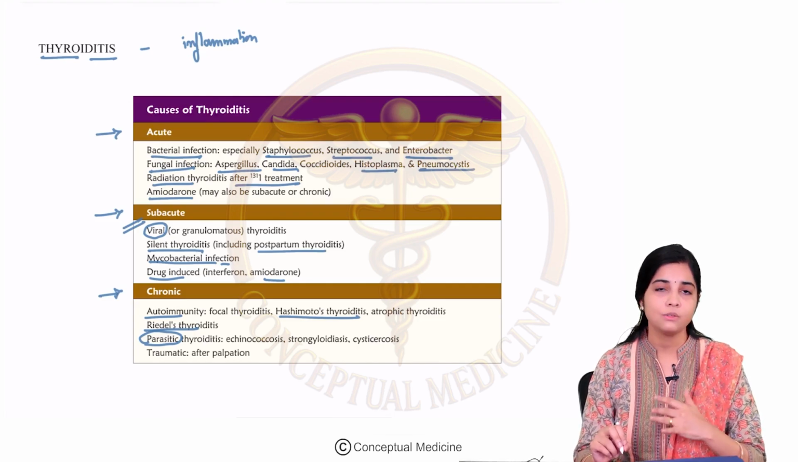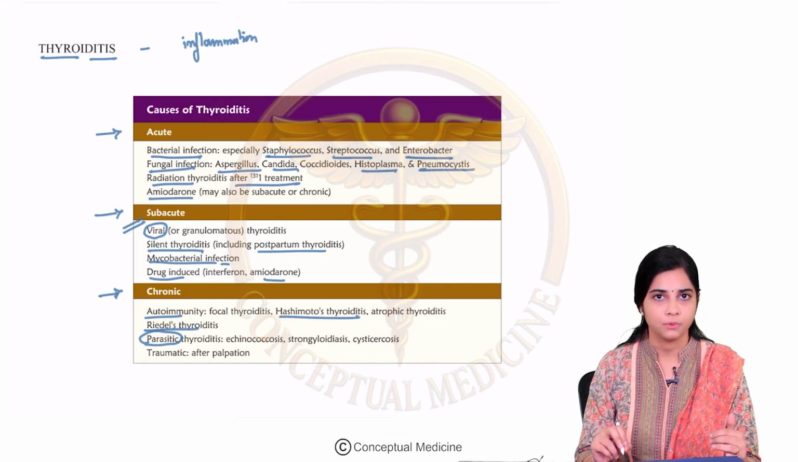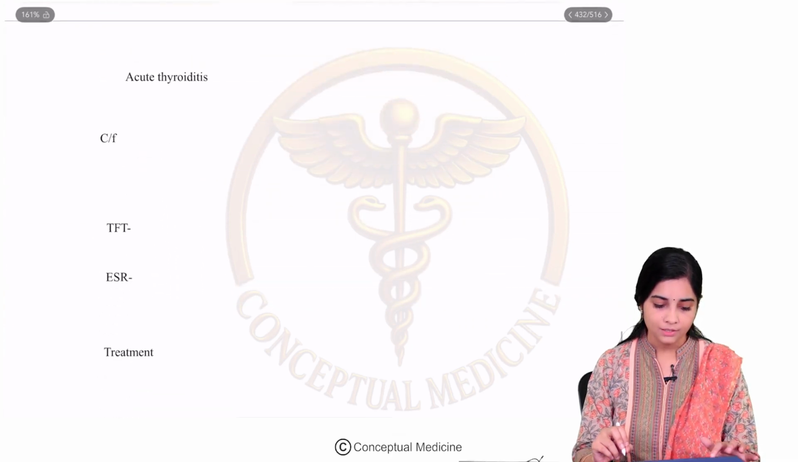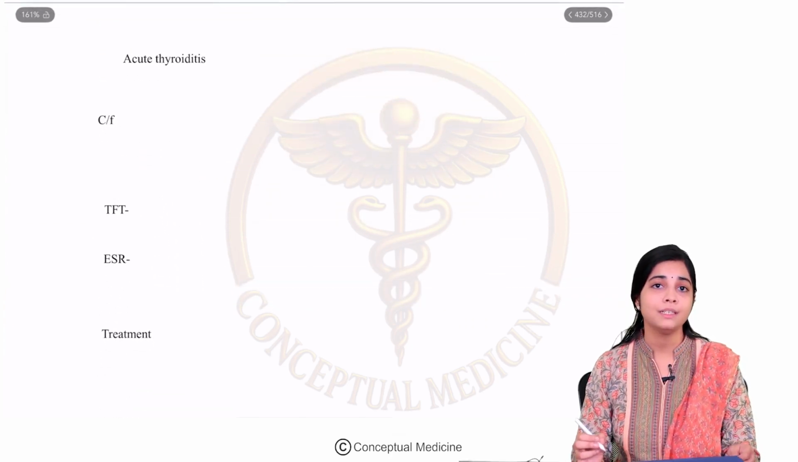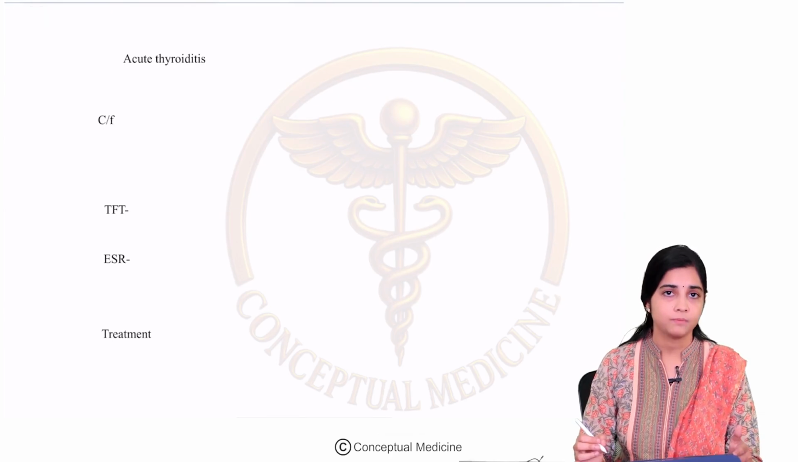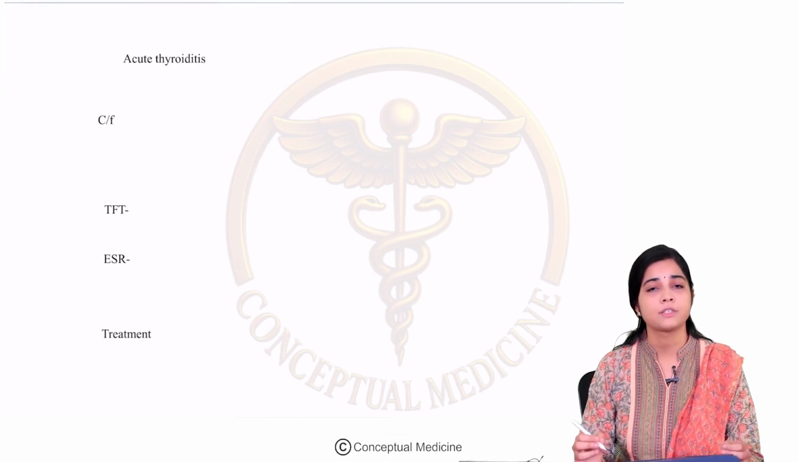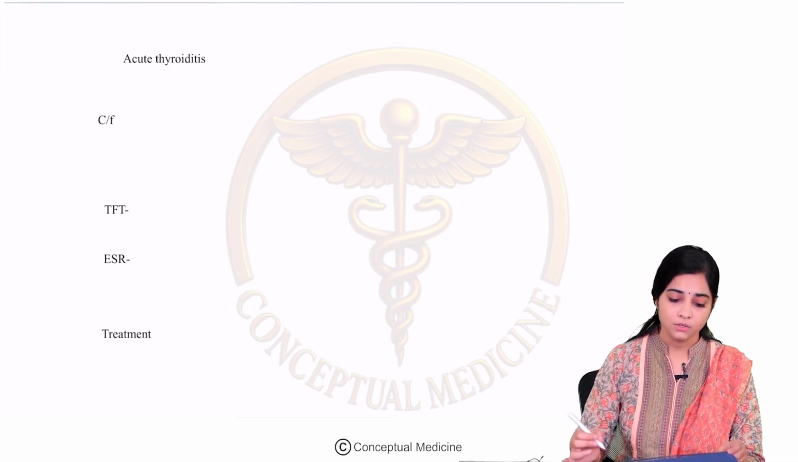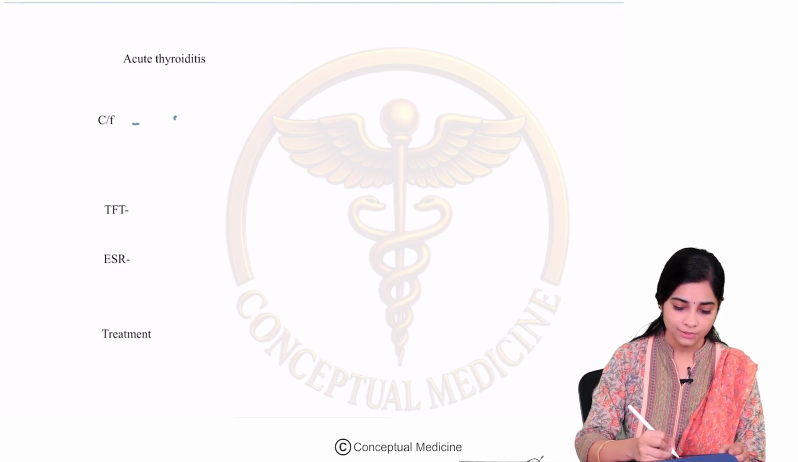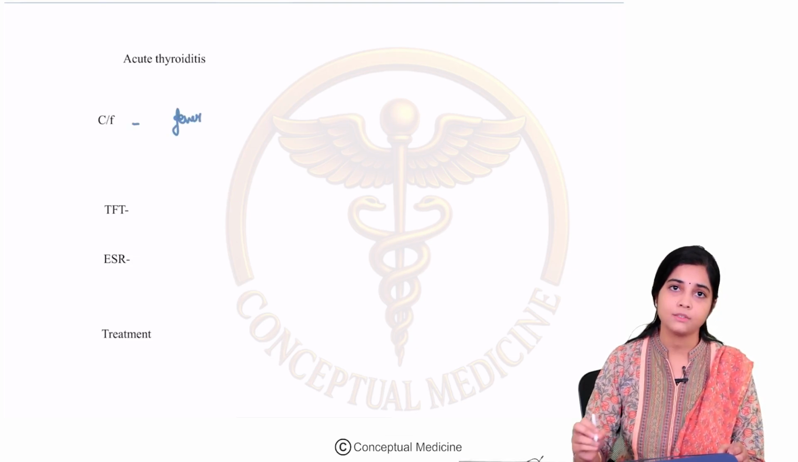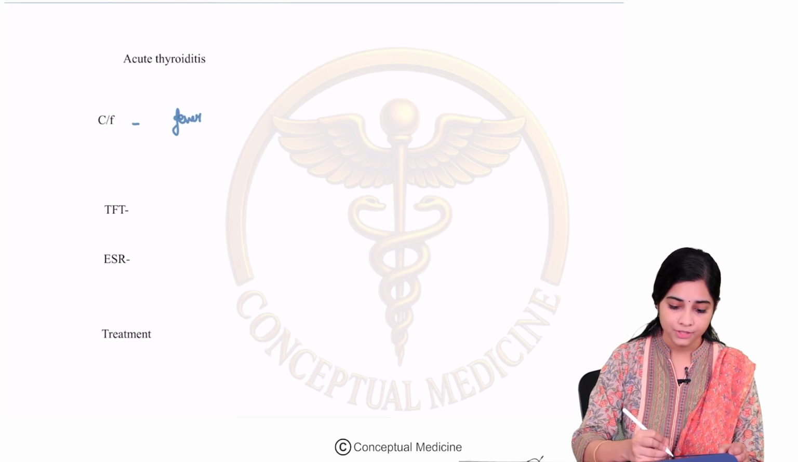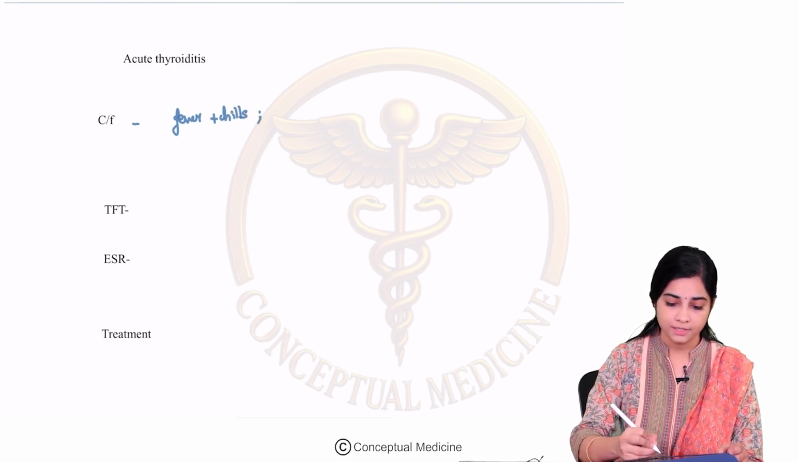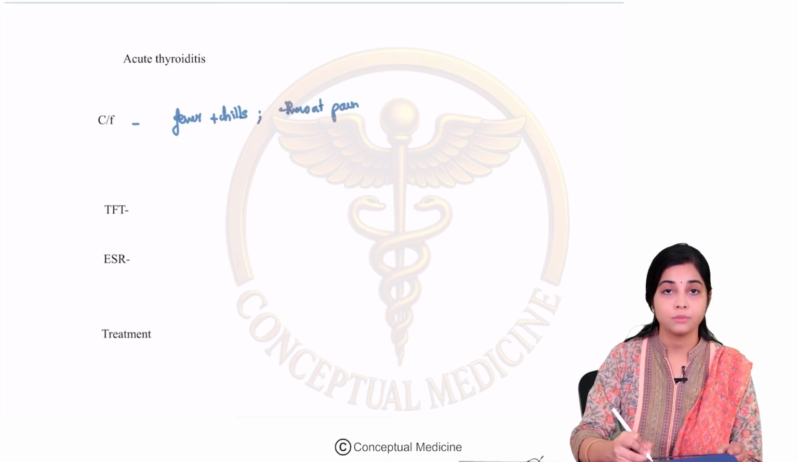Alright. So let us look at each of these thyroiditis much more in detail. So acute thyroiditis. What are the clinical features with which they present? Just now we said that bacterial infections are the cause for acute thyroiditis. So how is it going to present? It is going to present with fever, with chills because of the presence of an infection. It is going to present with throat pain.